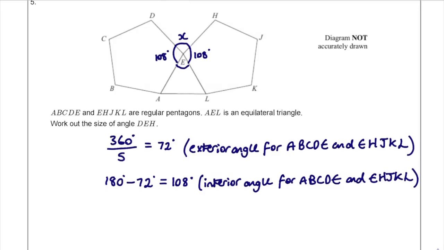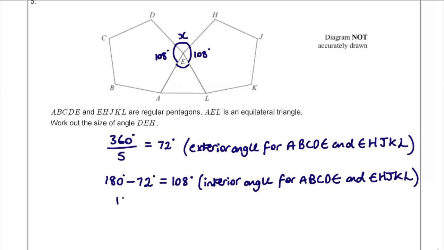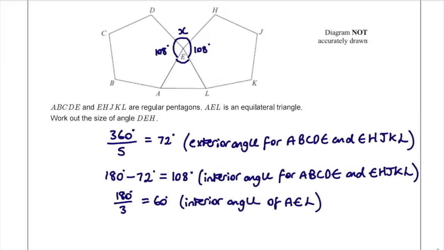Now to work out the interior angles for the equilateral triangle, that's easy. That's just 180 divided by 3, which is 60. So that is the interior angle of AEL. So that was 60.